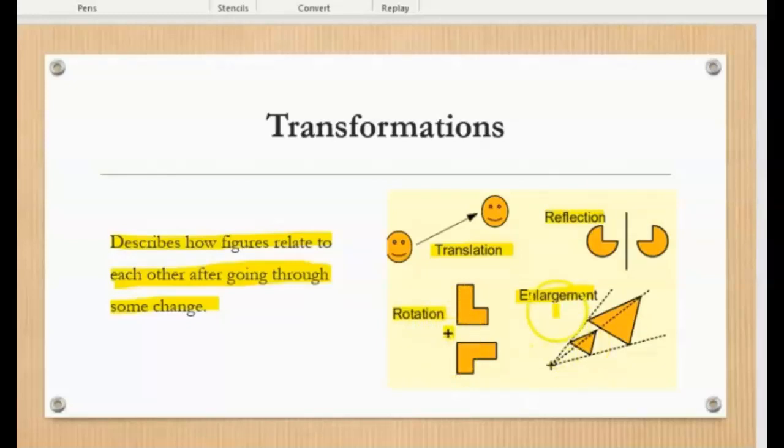And then an enlargement is also known as a dilation. Let me write that here for you. And we're going to talk about that on the next slides. But the shape can get bigger or smaller. It can shrink, like this little shape is shrinking, or it can expand. So these are the 4 types of transformations.